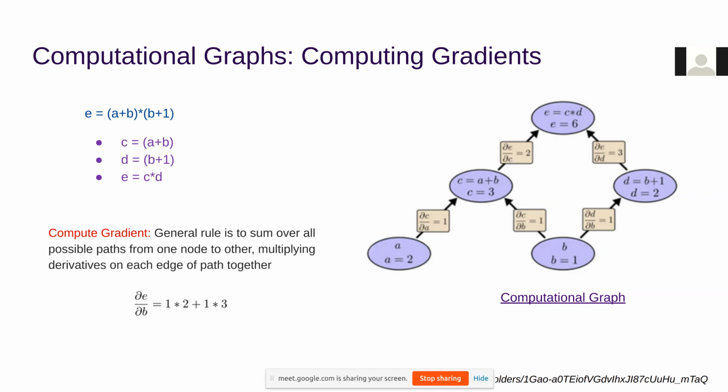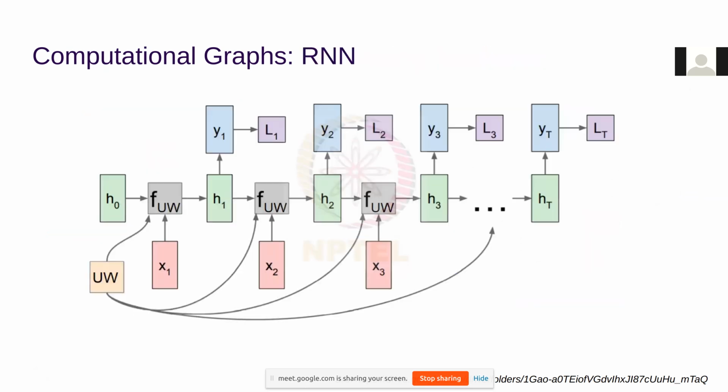Now, similarly, a computational graph can be constructed for an RNN. So how will this RNN look? Here, x1, x2, x3 represent the inputs. y1, y2, y3, yt, and so on represent the predicted outputs. This f of u, w is the same function with the same parameters u and w.